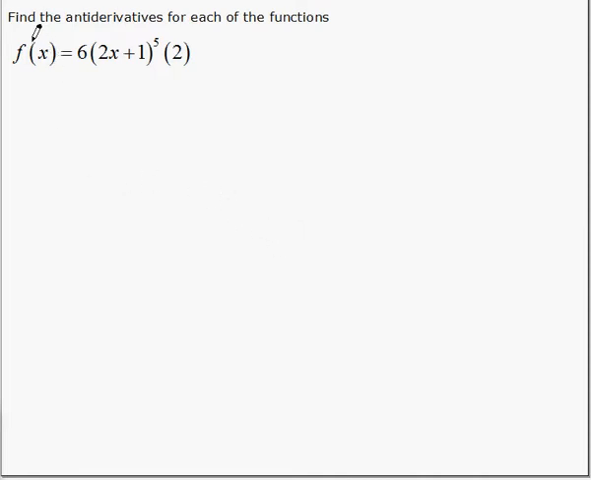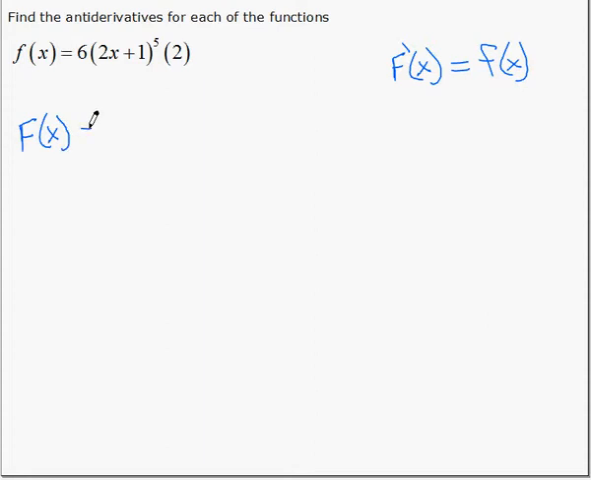In this example, we're asked to find the antiderivative for the function given. Remember, antiderivative is the function that when we take its derivative is f of x that we're given. So we want to know what is the function that when we take its derivative has this as the answer?